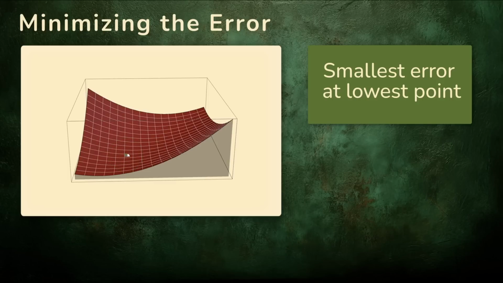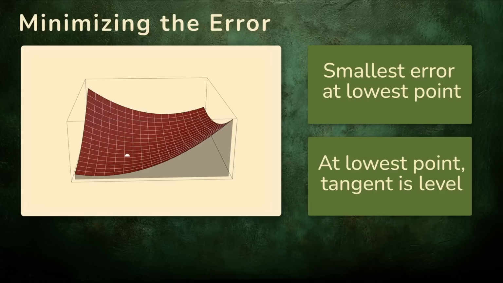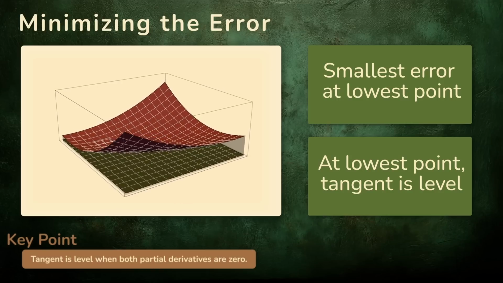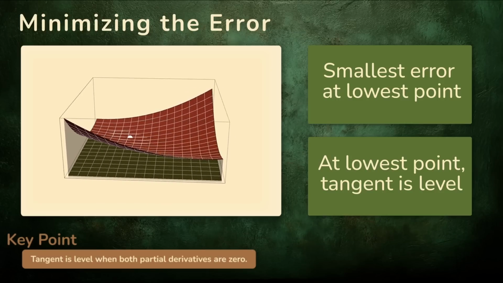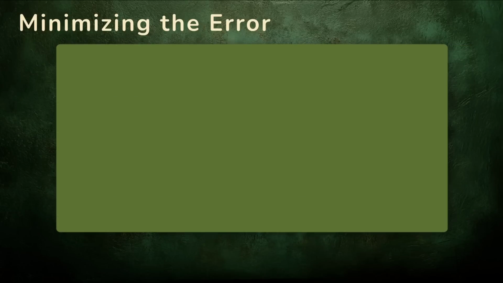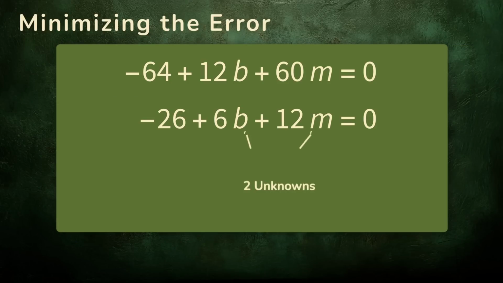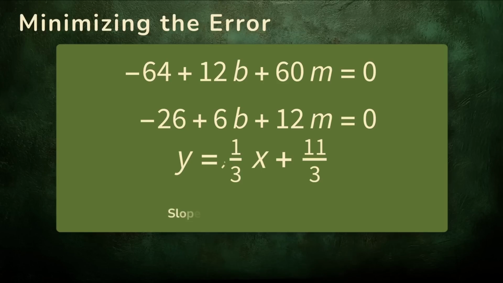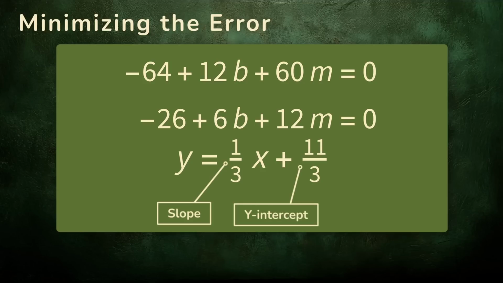This calls for a little calculus. At the lowest point on a surface, the tangent plane is level. This happens when the partial derivative with respect to m is 0, and the partial derivative with respect to b is 0. We now have a system of 2 linear equations with 2 unknowns. You could solve it by hand with substitution or matrices, or you could let software do the heavy lifting. Either way, you'll find the slope is 1/3 and the y-intercept is 11/3.